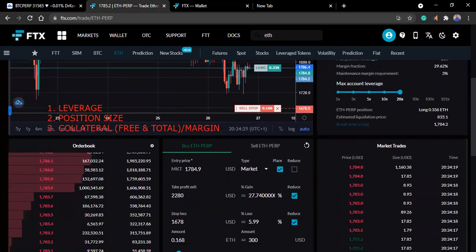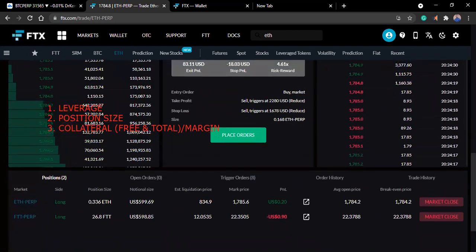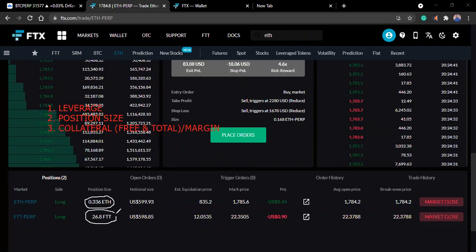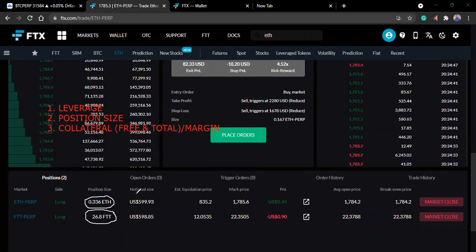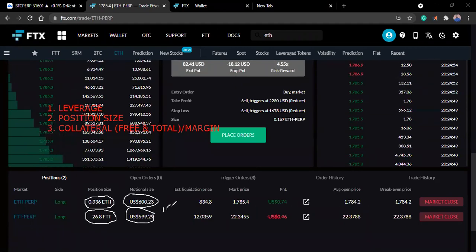And this is a position size here. Can you see my position size? This position size here is the position size I've opened: 0.336 ETH, 26.66 FTT. Now, when I opened this position size, it was at $600. So I opened a position size of $600 on that trade, another $600 on this trade, making $1,200.